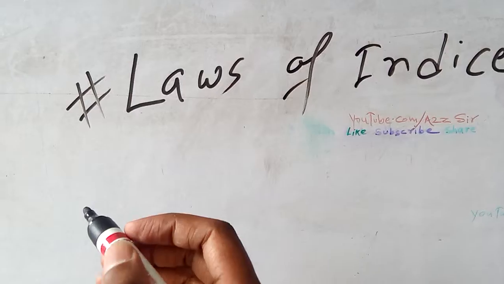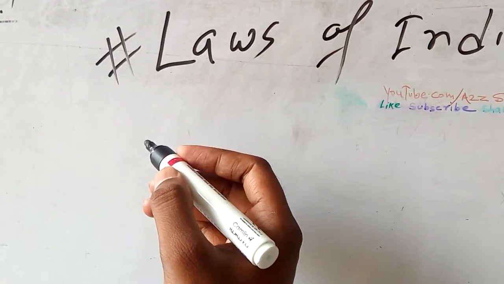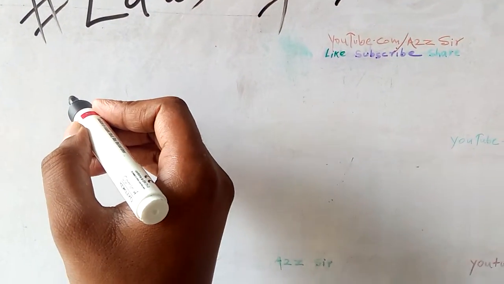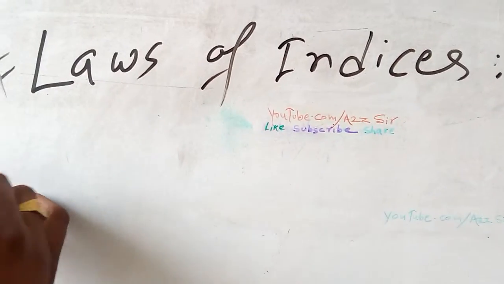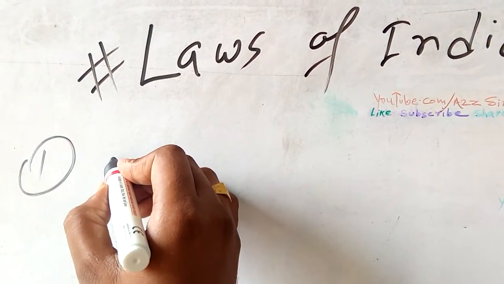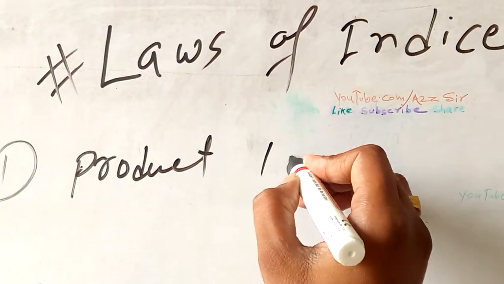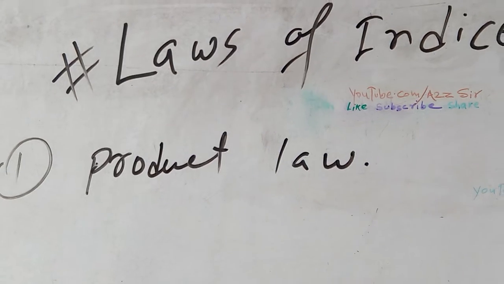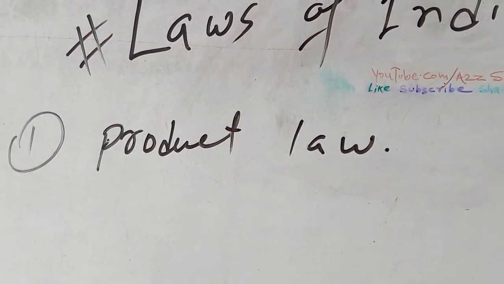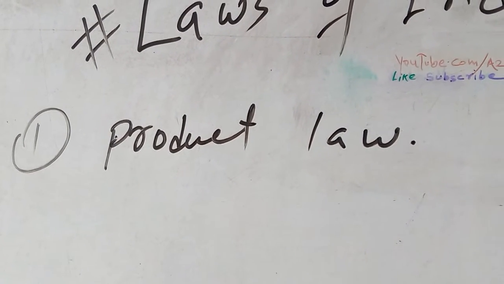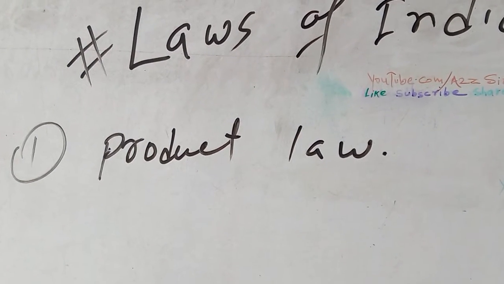In the law of indices, we just remember some of the rules which are mostly applicable for indices problems and solutions. The first one is the product law, and these laws can be in any order. It may be the product law, it may be the division law, or it may be the power law. It does not matter which one is first.